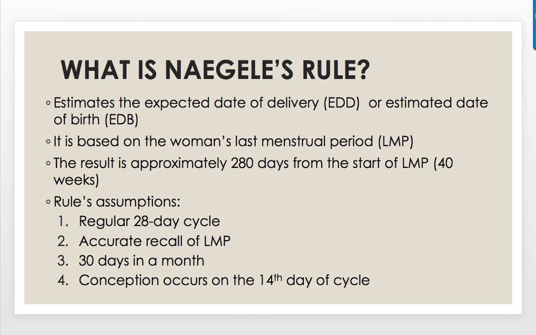Because of Naegele's rules, only 5% of women give birth spontaneously based on the estimated date of delivery. So often, women give birth during the period extending from 7 days before or 7 days after the estimated date of delivery.